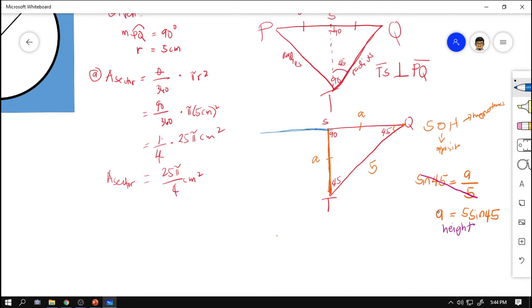Kunwari, pantay-pantay yan. Okay. So, dito si point P. Ito yung base natin. Kung A yan, ibig sabihin ito ay A din. So, mula kay P hanggang kay Q ay 2A. So, dodoblihin mo lang yon.